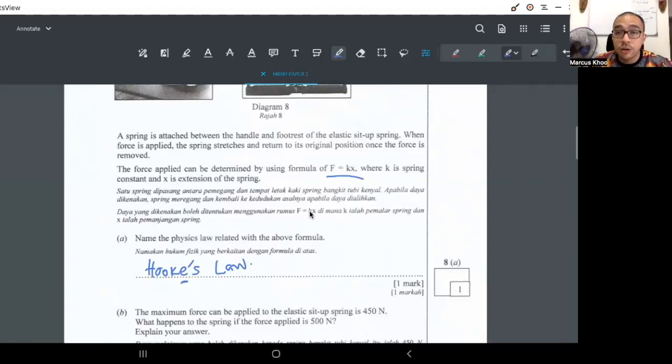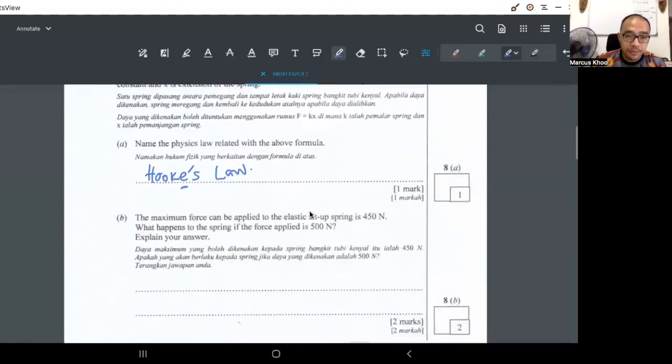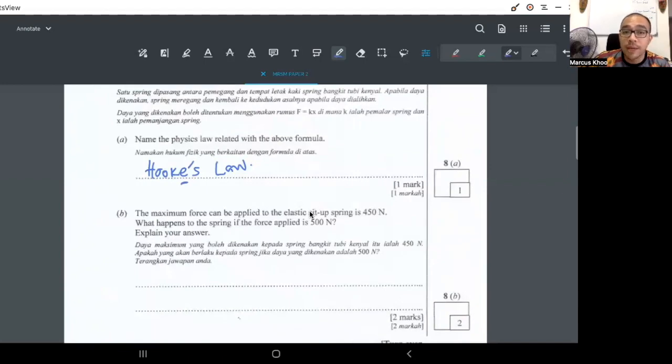But it is actually H-O-O-K-E. Now the maximum force that can be applied to the elastic sit-up spring is 450 newtons. Means the maximum you can press, you can pull, is 450 newtons. But what happens if the spring is applied a force of 500 newtons, which exceeds 450 newtons?